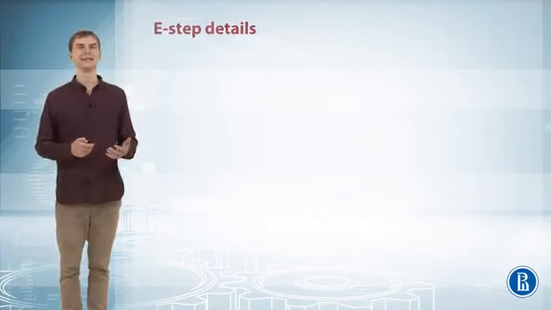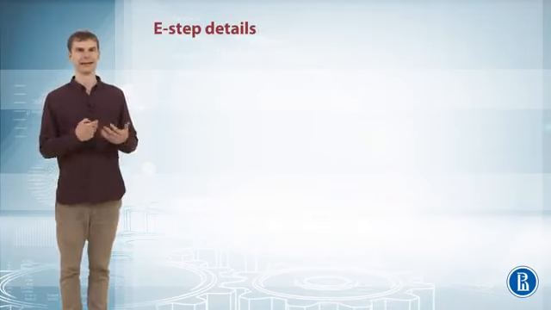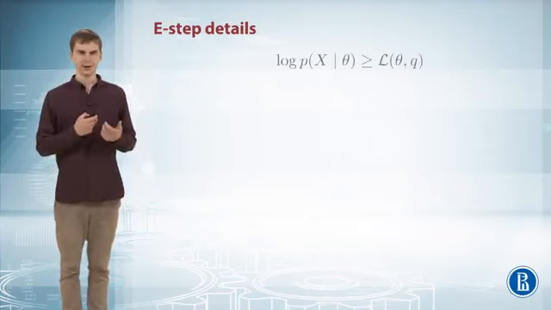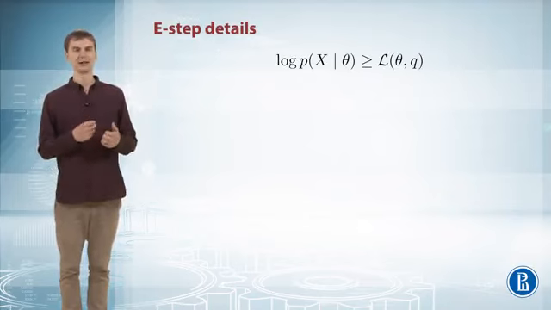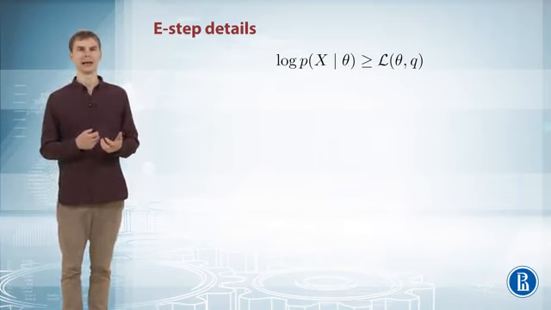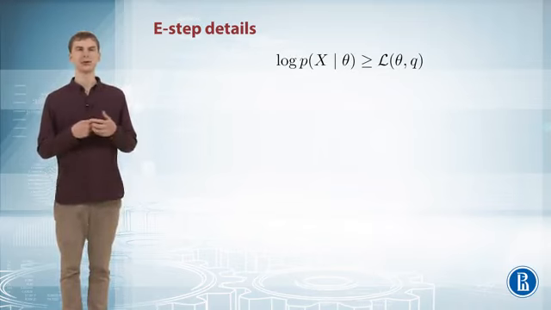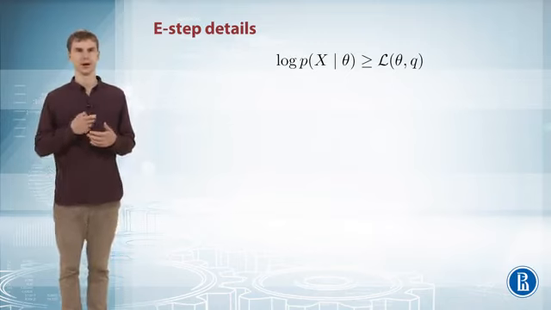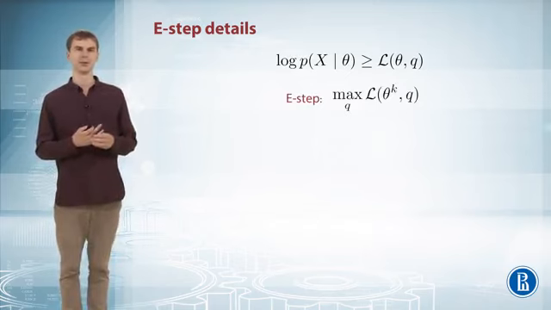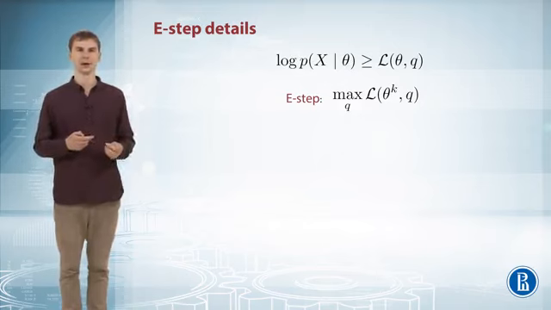So let's look into the details of the E step, or expectation step, as people usually call it. Recall that in the previous video, we derived a variational lower bound, which is a lower bound for the log likelihood which we want to maximize at any given point theta, and it also depends on the variational parameter q, which itself is a distribution. And on the E step, we want to maximize this lower bound with respect to q, while fixing theta to be some particular value.